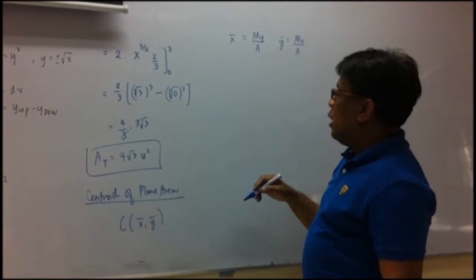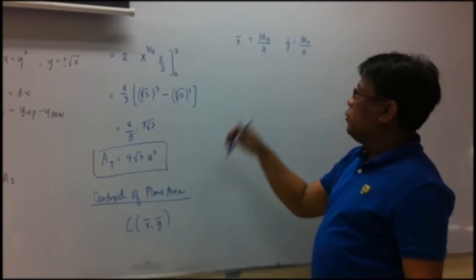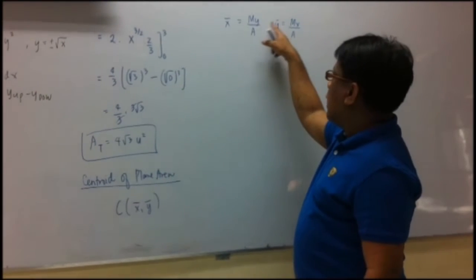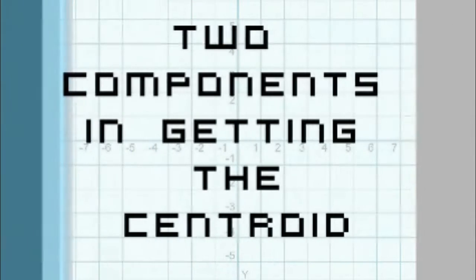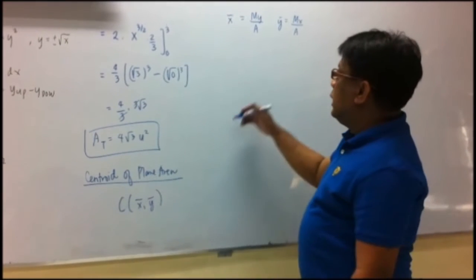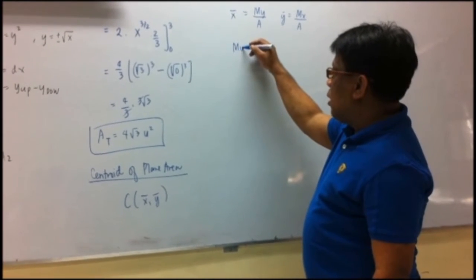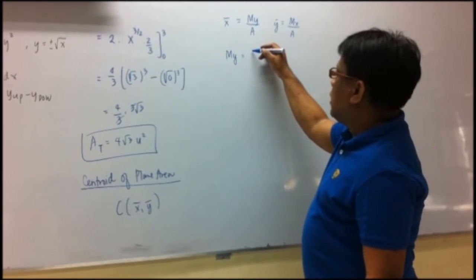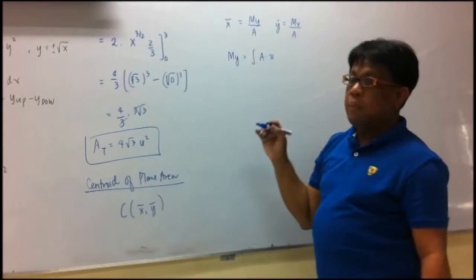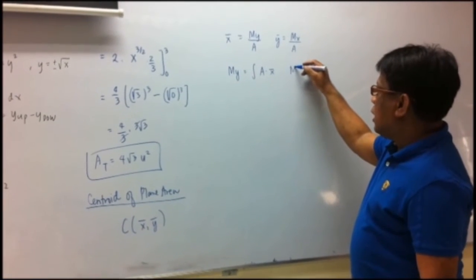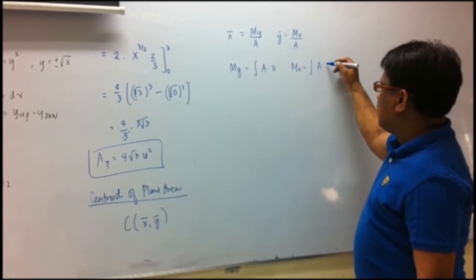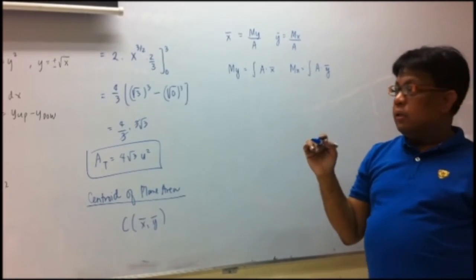So, in other words, to find the centroid, we need two components, and that is moment y and moment x. And by the way, this also includes area. Okay? So, the formula for moment about y will be the integral of A times bar x. And then we have the moment about x. The formula is integral of area times bar y.